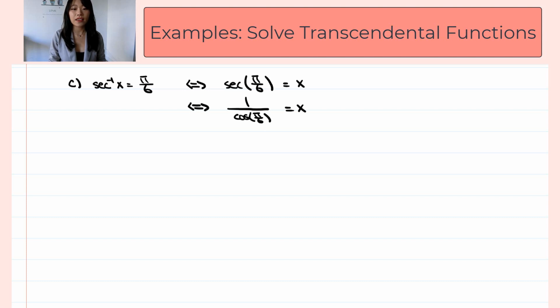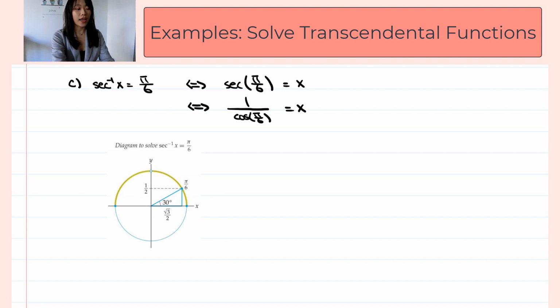Pi over 6 is when theta equals 30 degrees, and the cosine function corresponds to the x-coordinate on the unit circle. Here's the unit circle that shows the x and y coordinates when theta equals pi over 6. We want the cosine of pi over 6, which means we want its x-coordinate, which is square root of 3 divided by 2. So x equals 1 over cosine of pi over 6, which is 1 over square root of 3 divided by 2. So x equals 2 divided by square root of 3.